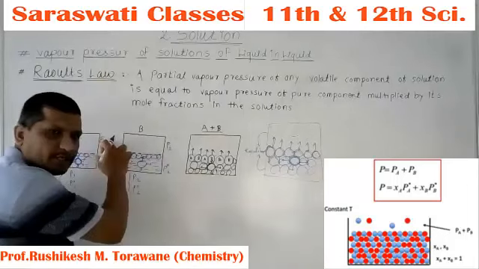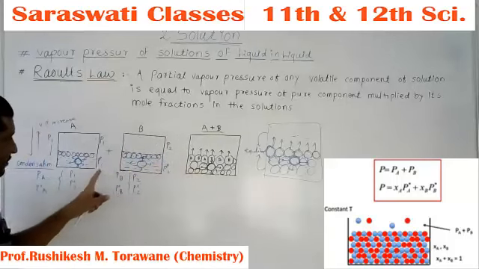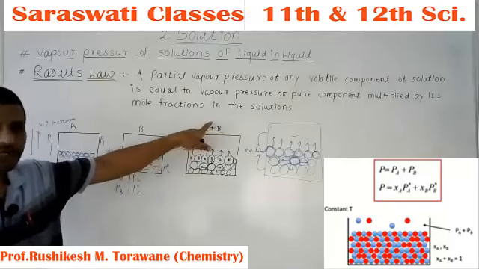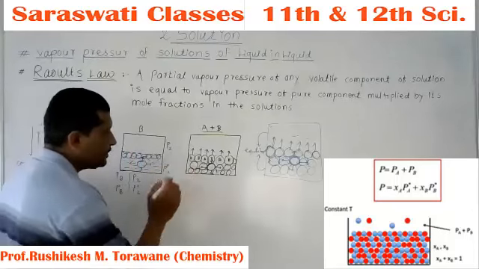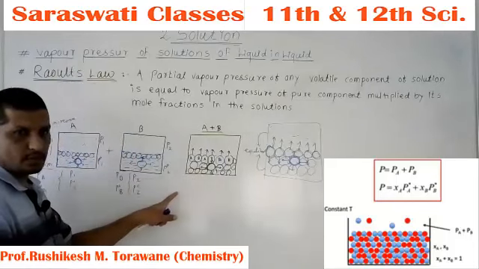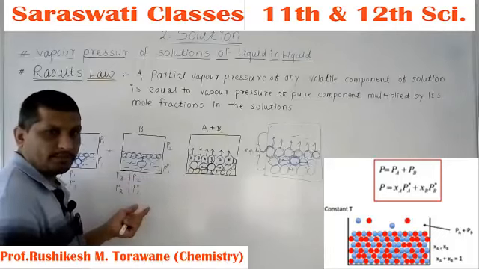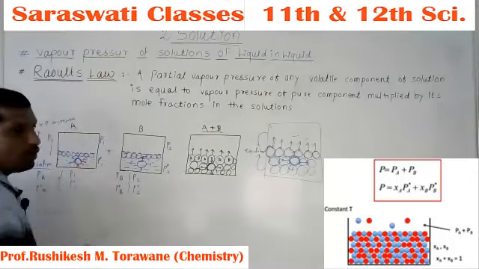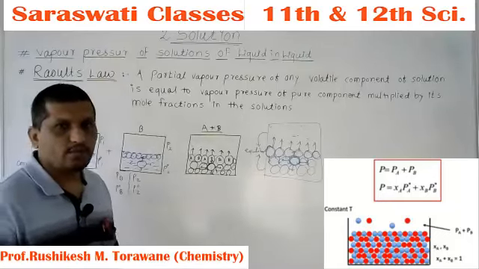Here is the pressure, partial pressure P1, partial pressure P2, vapor pressure P01, vapor pressure P02. Here is the combination of A and the combination of B. And for these combinations we can also write the pressure P1 plus P2, partial pressure P2, vapor pressure P2, and this partial vapor pressure depends on mole fraction.